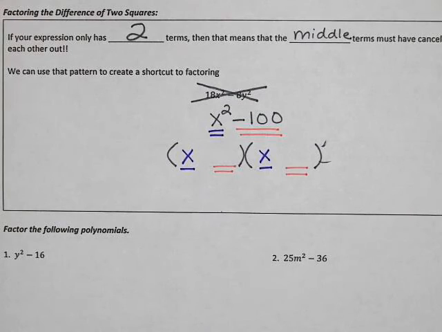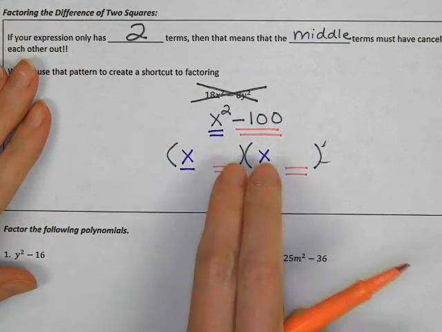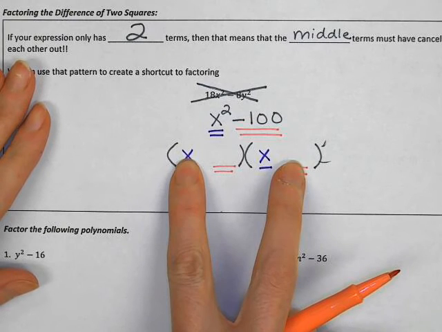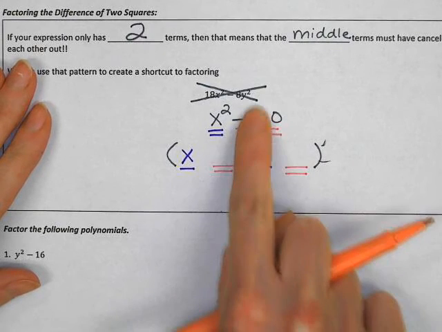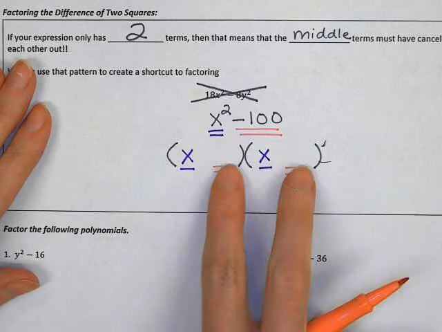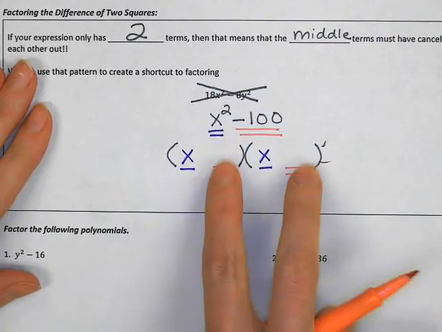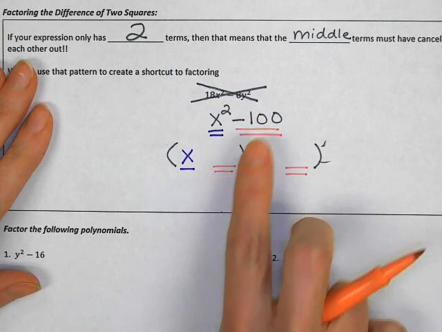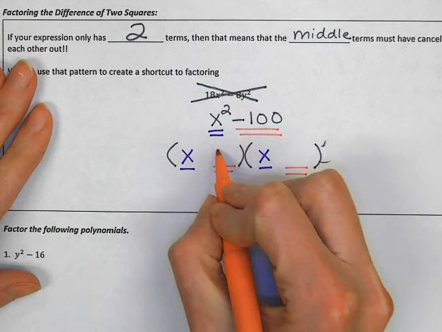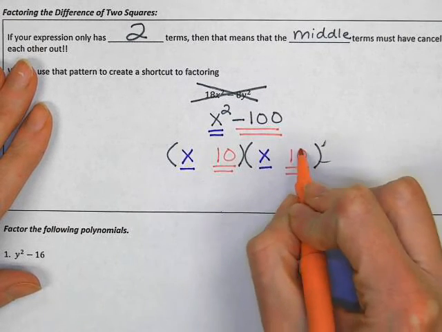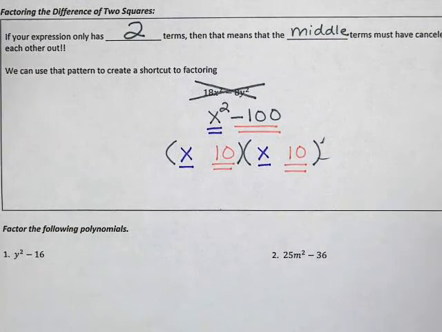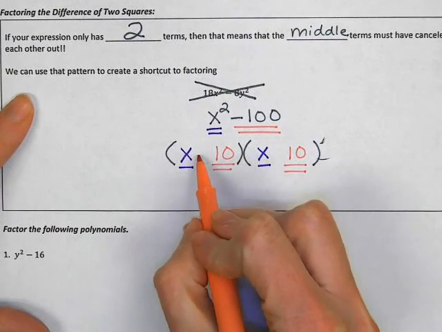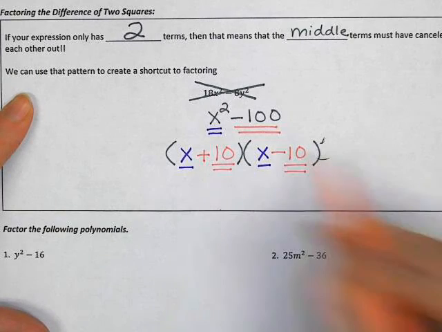But, okay, there's a lot of options. The inners and the outers have to cancel, right? Because there's no middle term. So that means they have to be the same number. So what's that number that if you multiply it by itself, you get 100? Well, hopefully you're thinking 10 and 10. And then remember up above we said they have to be identical except one's plus and one's minus.